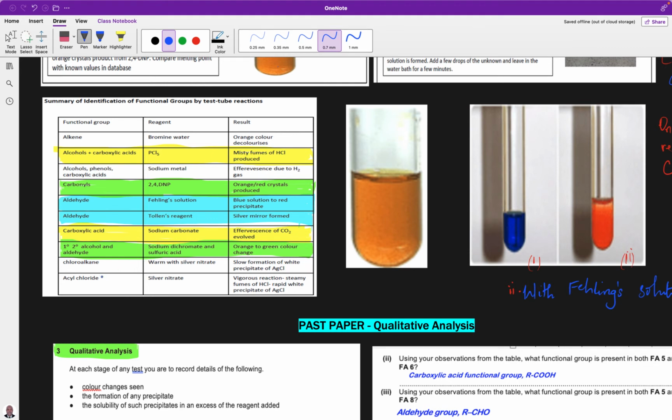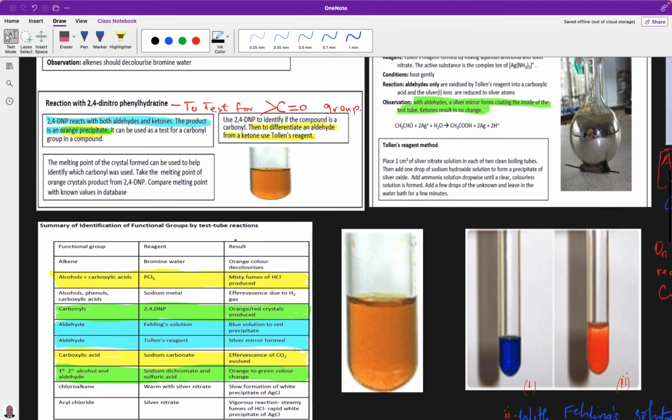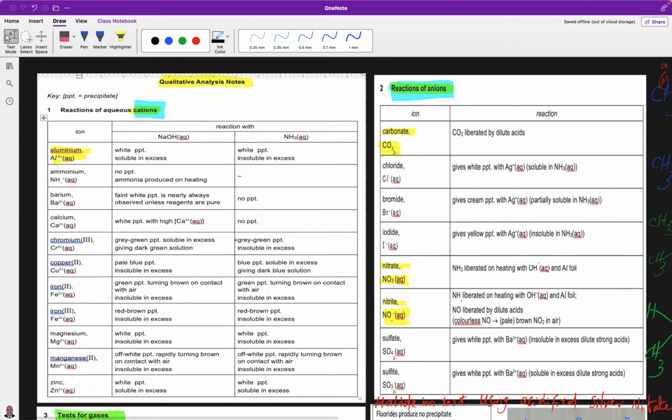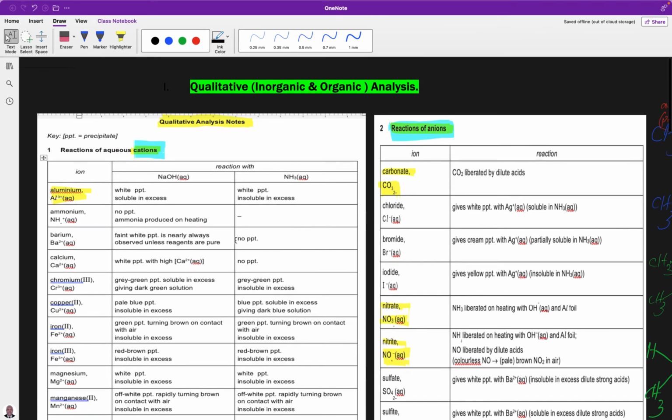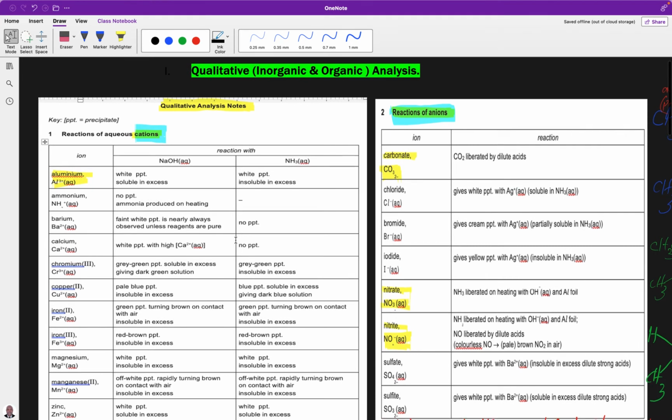For chloroalkanes, we warm with silver nitrate, and there is a slow formation of a white precipitate of silver chloride, indicating the presence of a halide. So now, after doing a review of what you are supposed to do in the laboratory on qualitative analysis, you are presented with an examination question.